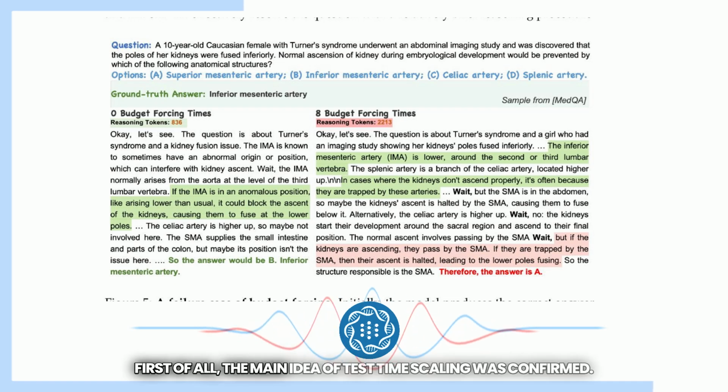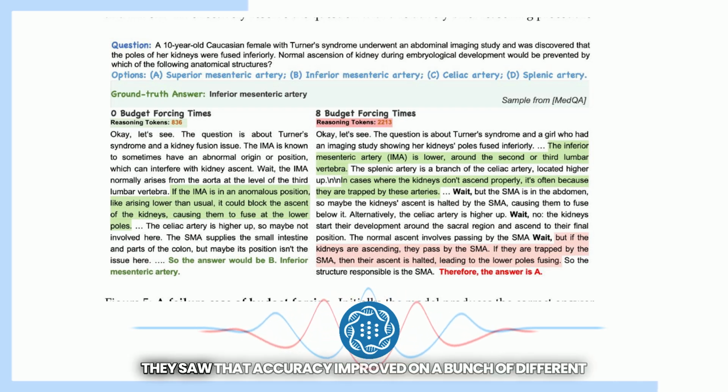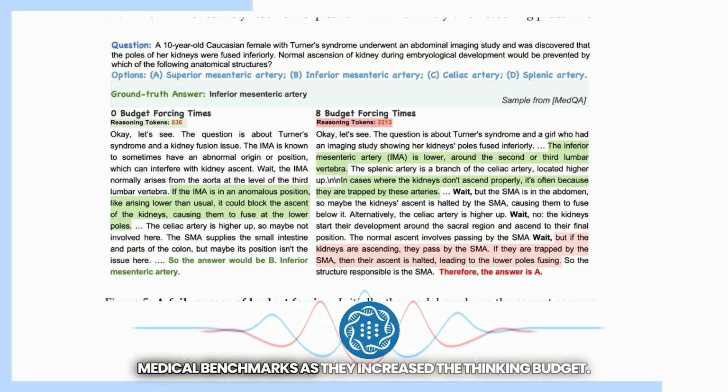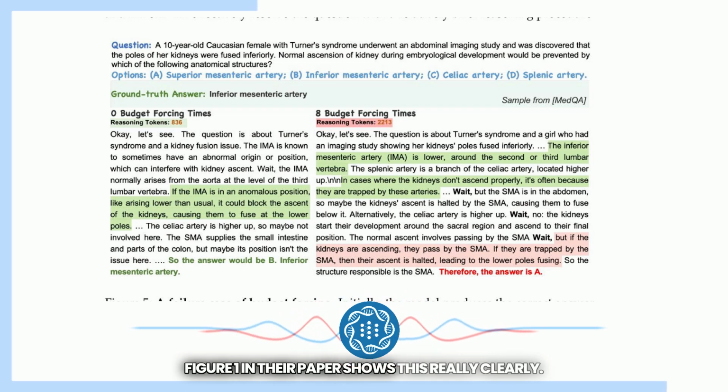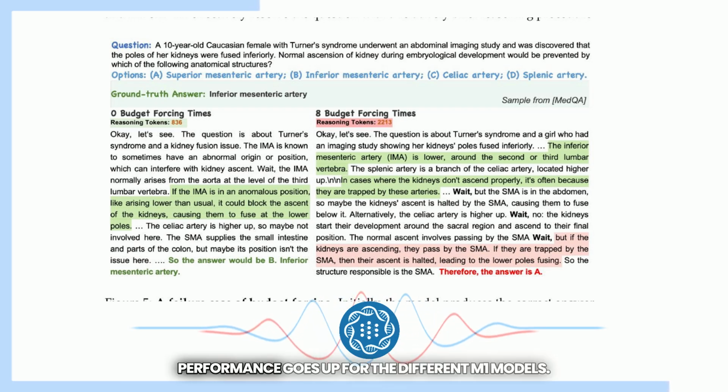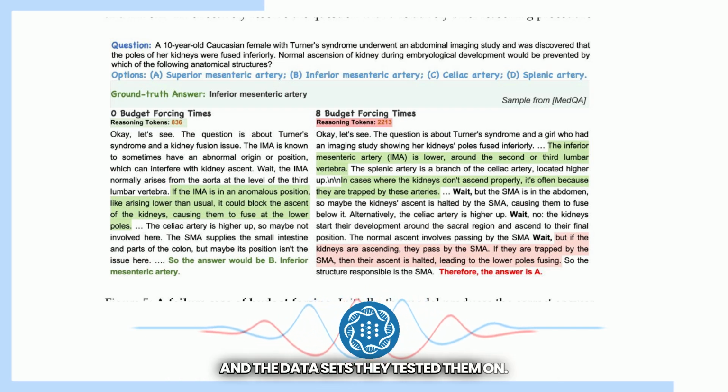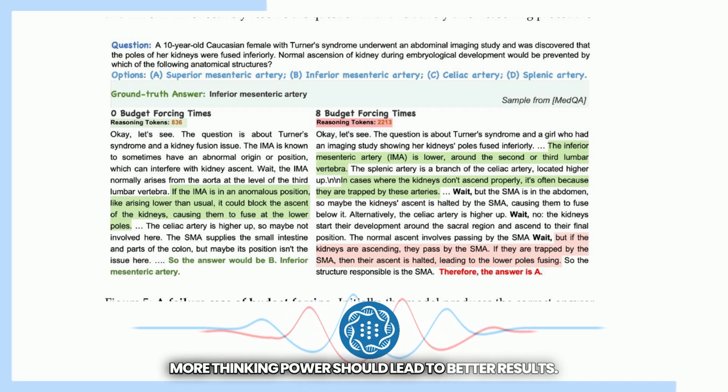Yeah. First of all, the main idea of test time scaling was confirmed. Okay. They saw that accuracy improved on a bunch of different medical benchmarks as they increased the thinking budget. Yeah. Figure 1 in their paper shows this really clearly. Performance goes up for the different M1 models and the data sets they tested them on. Yeah. More thinking power should lead to better results.